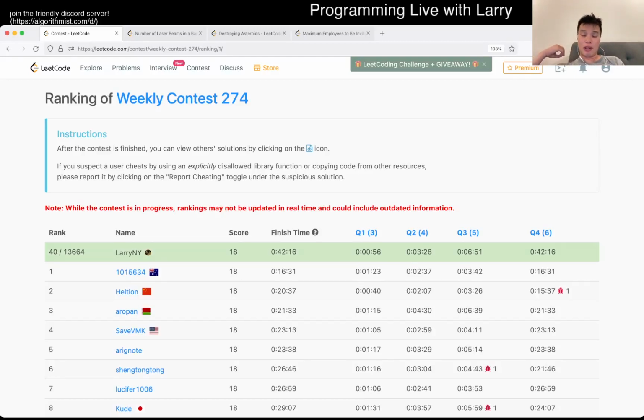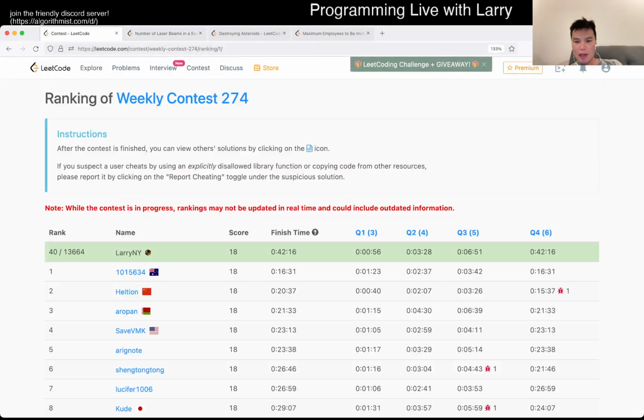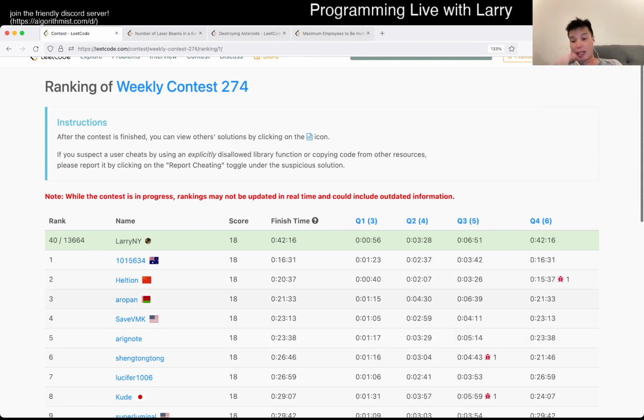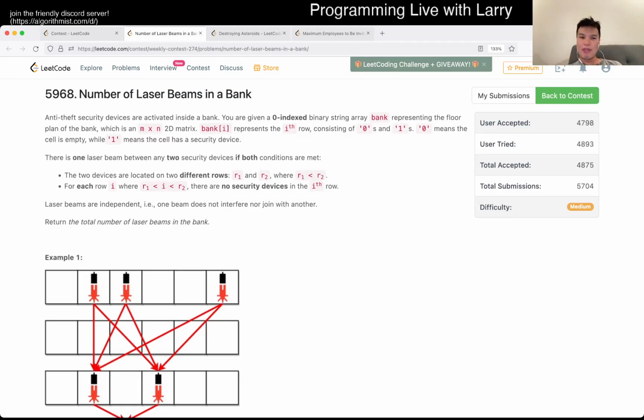This is me going over Q2 of the weekly contest 274, number of laser beams in a bank. A lot of people did this very quickly, at least the top people. I probably could have done it a little bit better, but wow, these people are fast. To be honest, most people should be able to get this, and if you struggle with it, that's okay.